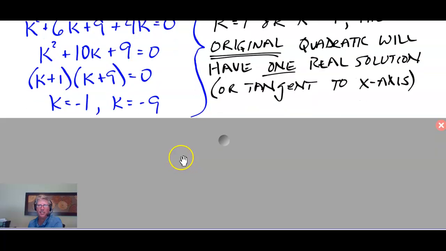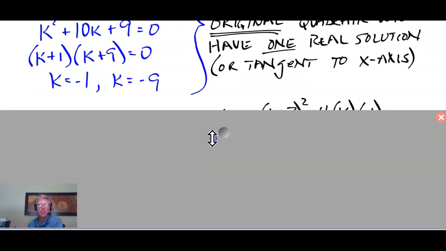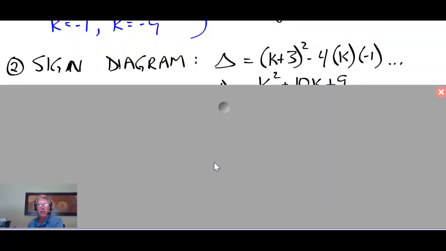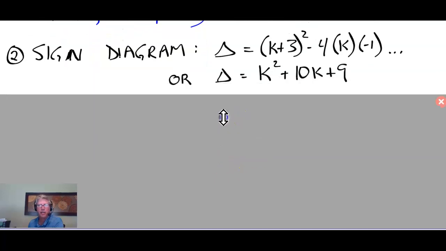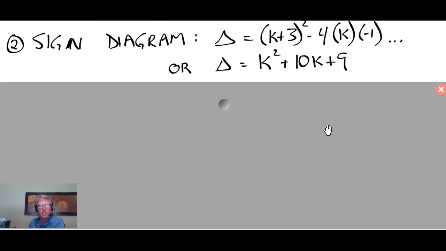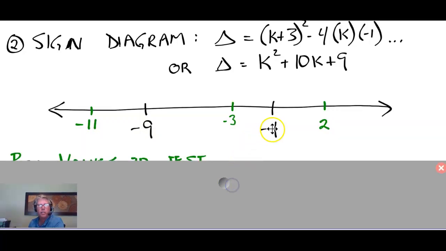All right, slow this down. Sign diagram, it is time. I'll remind you the discriminant, b squared minus 4ac, if you multiply that out a little bit, I think k squared plus 10k is a great thing to use. First step, plot all the points on the line where it equaled 0. So that's my -9 and -1. Those are the edges of the intervals.